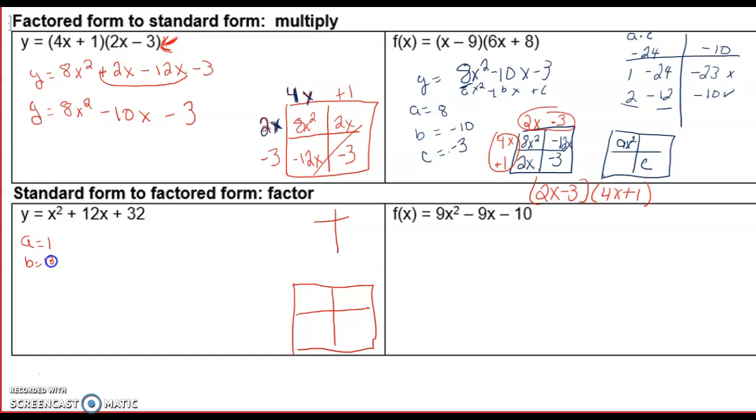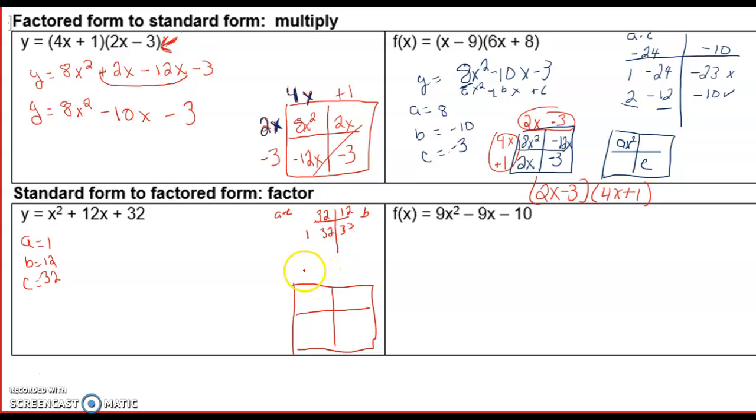B is what? Yep. And C is what? Good. Okay. So this right here is going to be A times C. Well, A is 1, C is 32, so this is going to be 32. Now this piece right here has to be B, and B is 12. Let's think of some stuff. We've got 1 and 32. When you add those together, that gives you 33. That's not going to work.